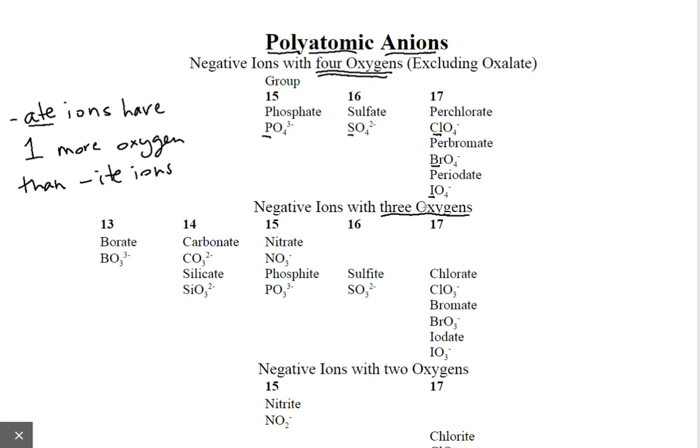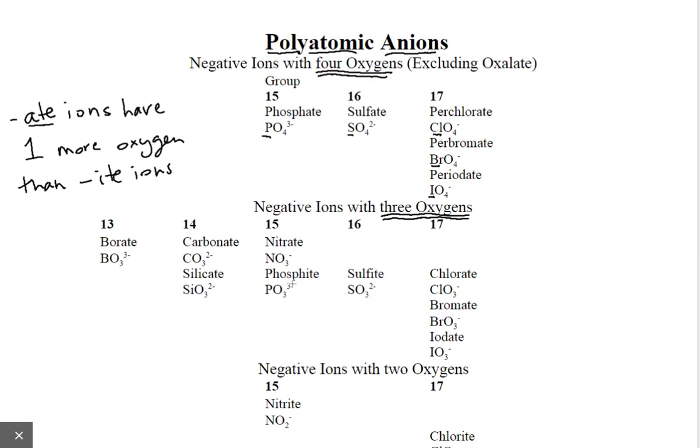Okay, so let's go down here and talk about the 3 oxygen polyatomic ions. And we have some, like borate has 3 oxygens. So you can't say that all of the ATEs have 4 or all of the ATEs have 3 because it varies. Sometimes it's 4 oxygens in the ATE ions and sometimes there are only 3. Okay, but we do have another trick for that in a second. So borate is BO3, 3-. Carbonate and silicate have 3 oxygens and a 2- charge.